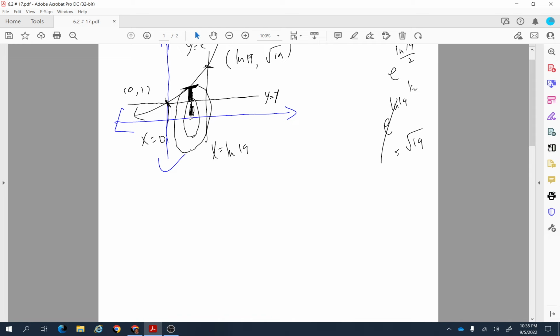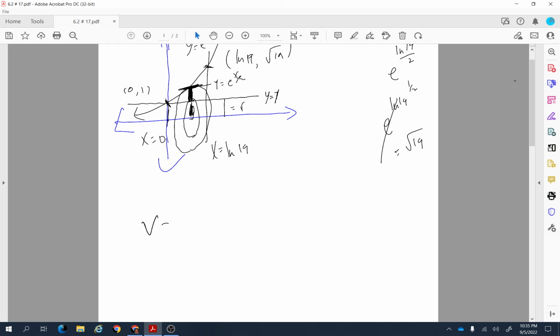So you need to find the radius of the inner circle and the radius of the outer circle. The radius of the inner circle is the distance from here to here, which is y equals 1. So that's your small r. The radius of the outer circle is the distance from here to here, which is y equals e to the power x over 2. That's the value of any point on this curve.